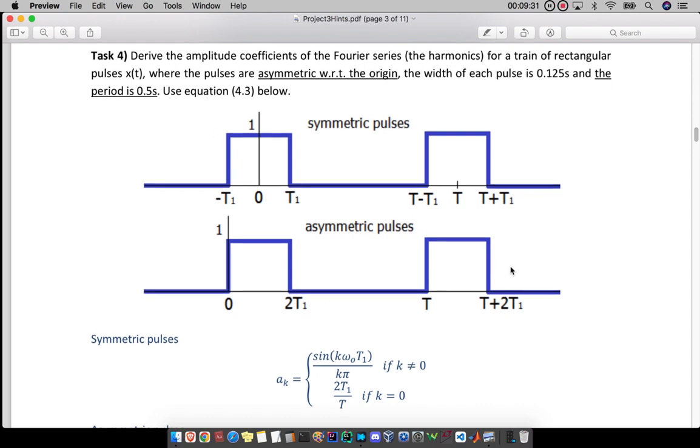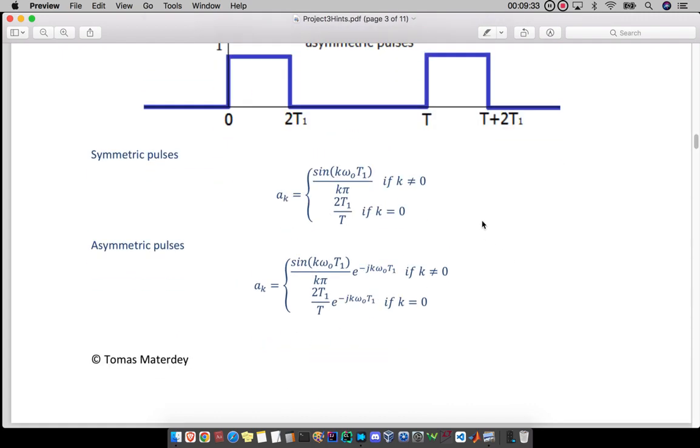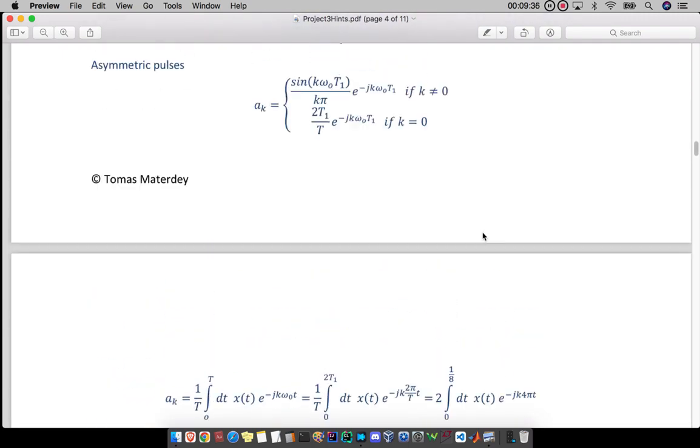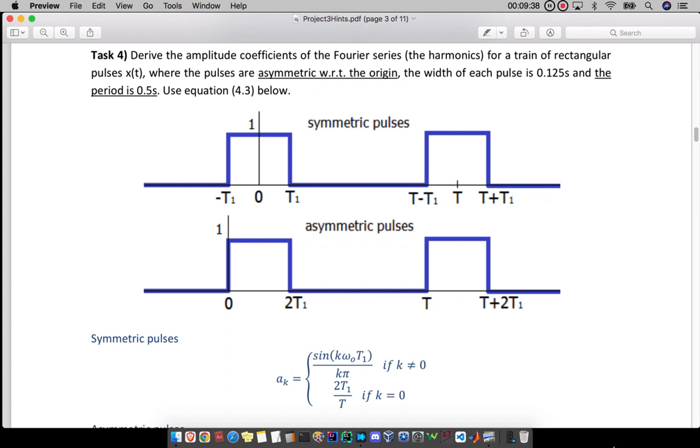And then we use equation 4.3, like so. Hang on a minute. Okay, give me a second here.